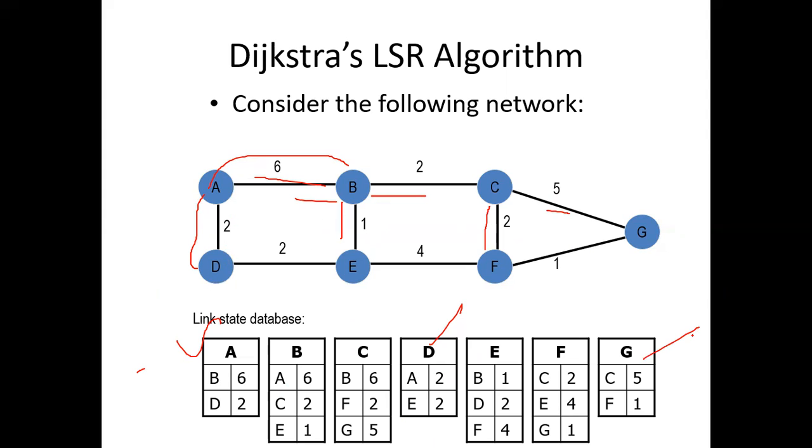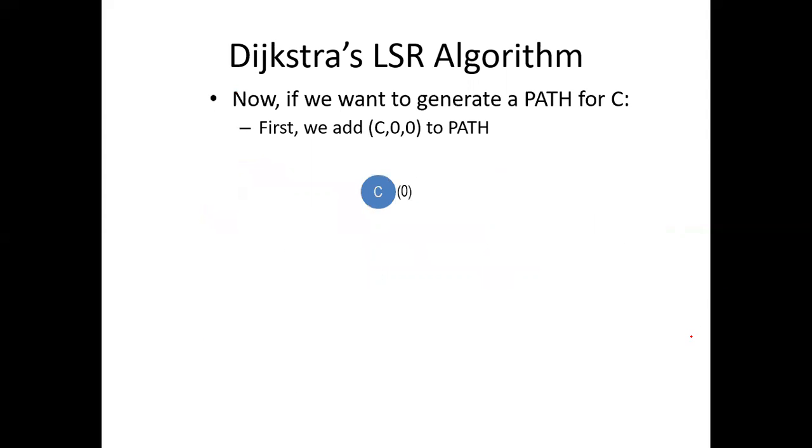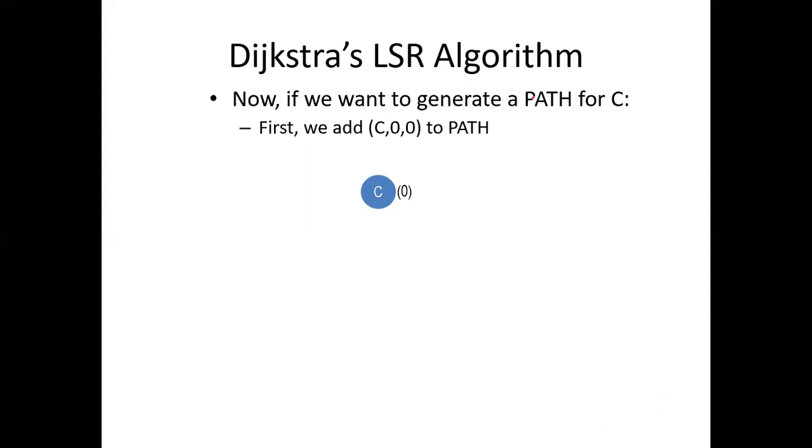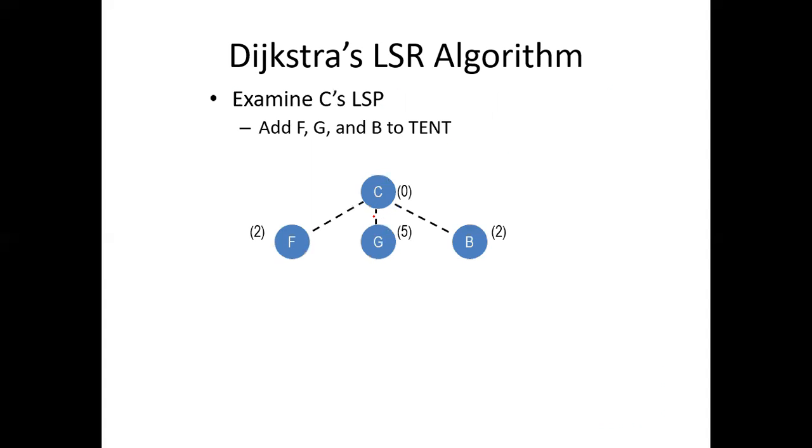Now first, what I will do is make A permanent. If you want to generate the path, I am going to take it from C's point of view. If you want to generate a path for C, I am going to make C the 0, and C has been moved to permanent. After C, what are the values that are there? With C, F, G, B have been added.